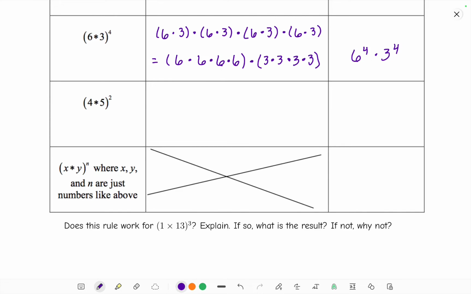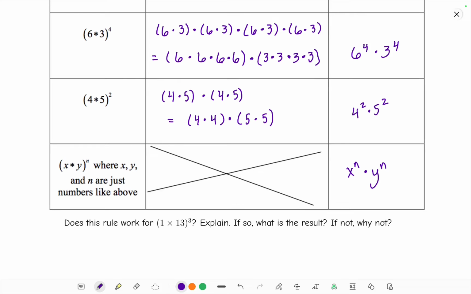(4 times 5) to the second power. Well, that's 4 times 5 times 4 times 5. And then using the commutative property, that's the same thing as 4 times 4 times 5 times 5, which is 4 to the second power times 5 to the second power. So then what is (x times y) to the n power? I'm hoping you realize we kind of distribute exponents over multiplication. So this is x to the n times y to the n.